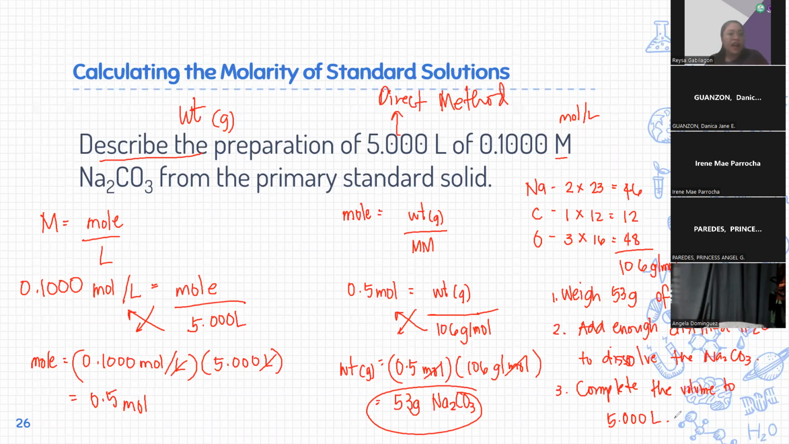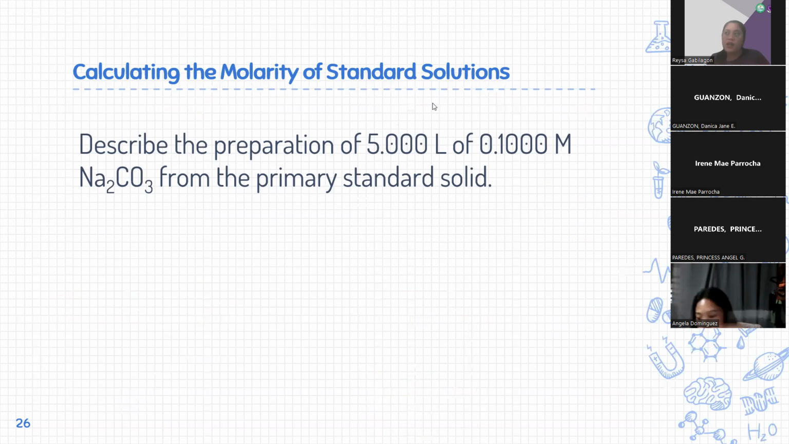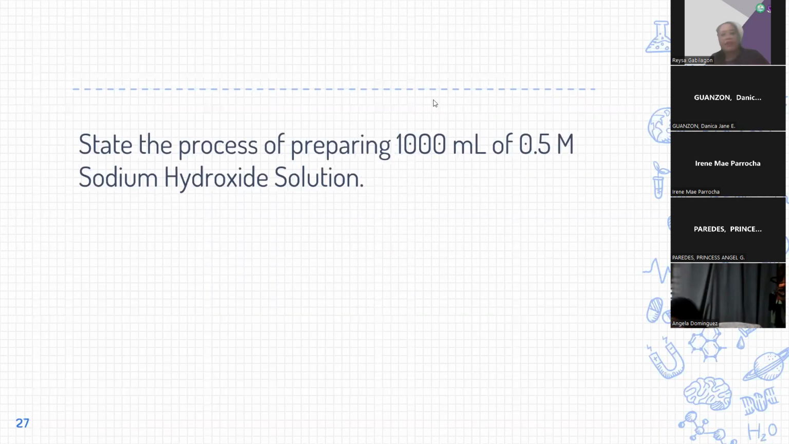Just like what you did has a, ano yung ginawa niyo? Sodium hydroxide. Di ba nag-weigh din kayo ng certain amount of sodium hydroxide. Nag-add kayo ng enough water just to dissolve the solid. And then afterwards, transfer niyo siya sa volumetric flask and complete the volume to 5 liters. Okay? Most likely, if you're going to prepare solutions in the laboratory class, what we are using is the volumetric flask. Okay? Next, state the process of preparing 1,000 ml of 0.5 molar sodium hydroxide.